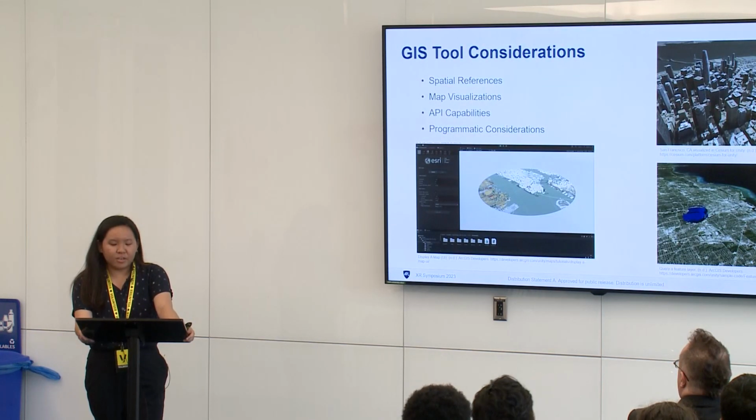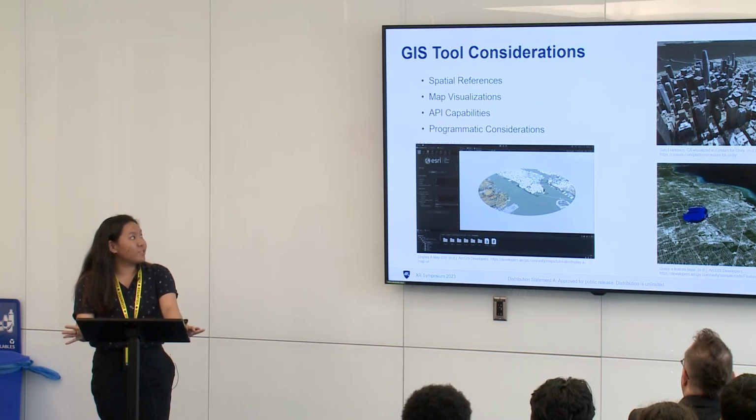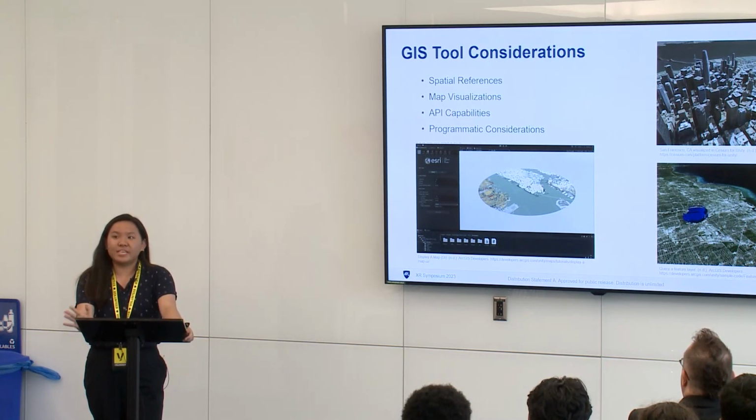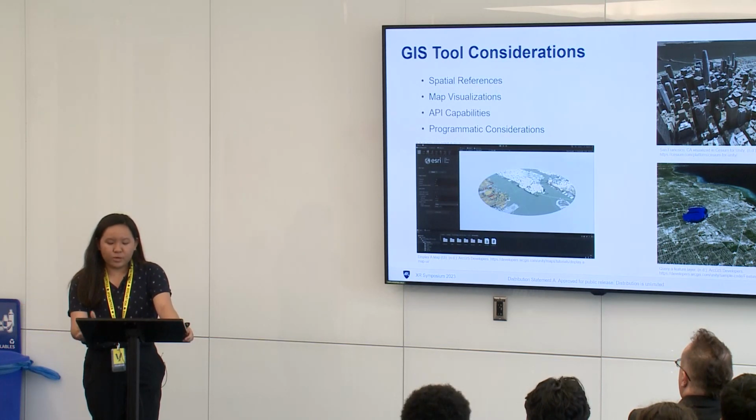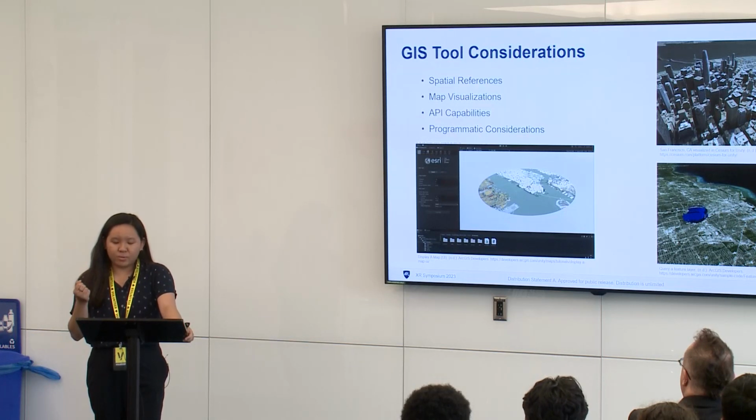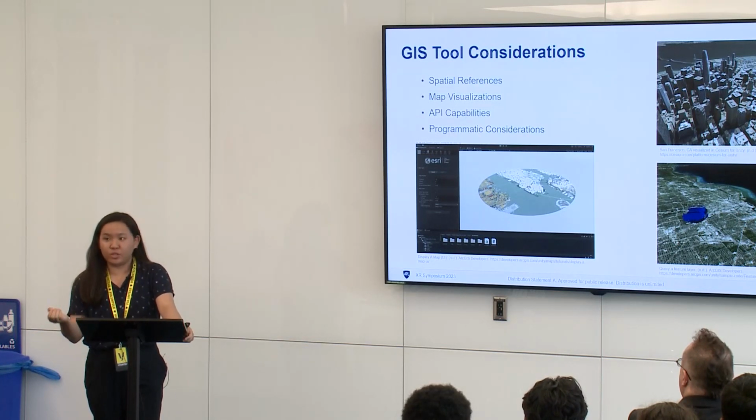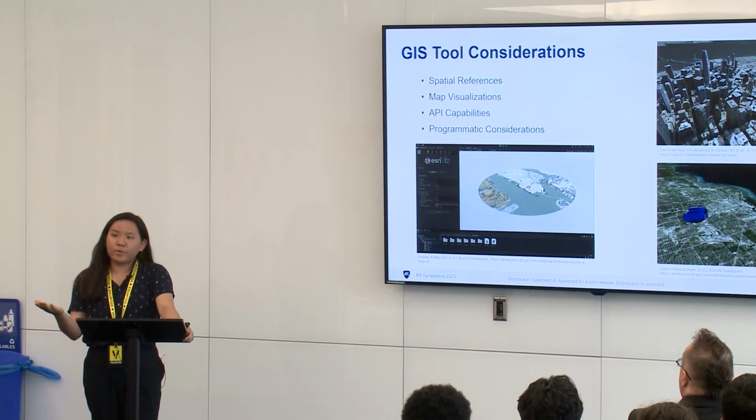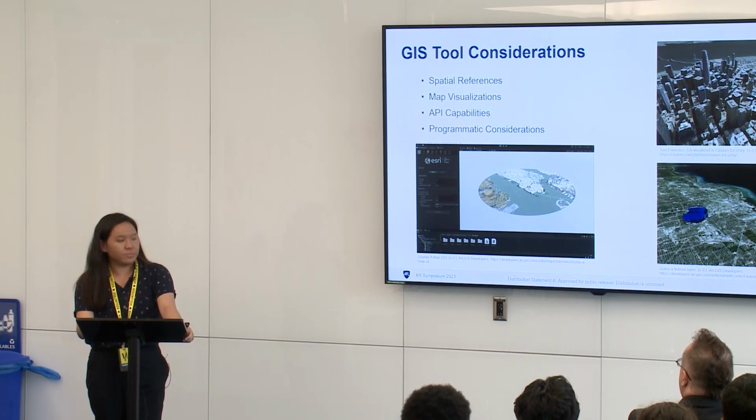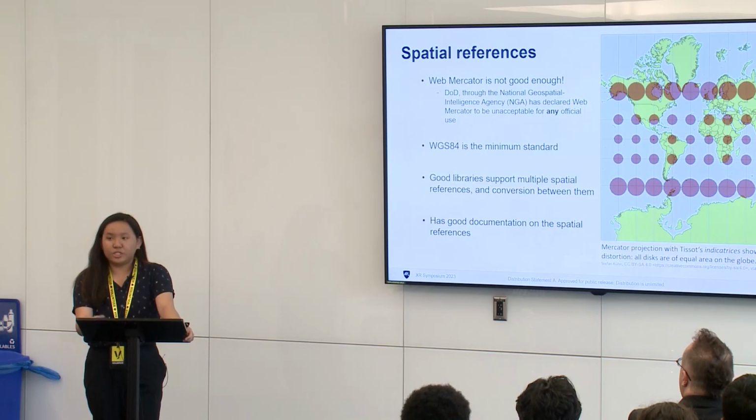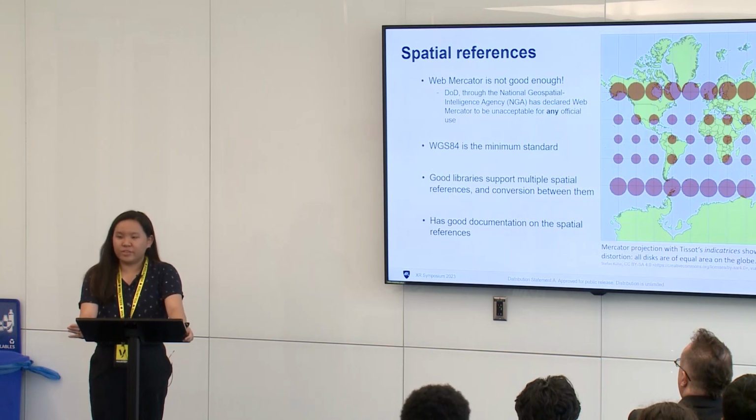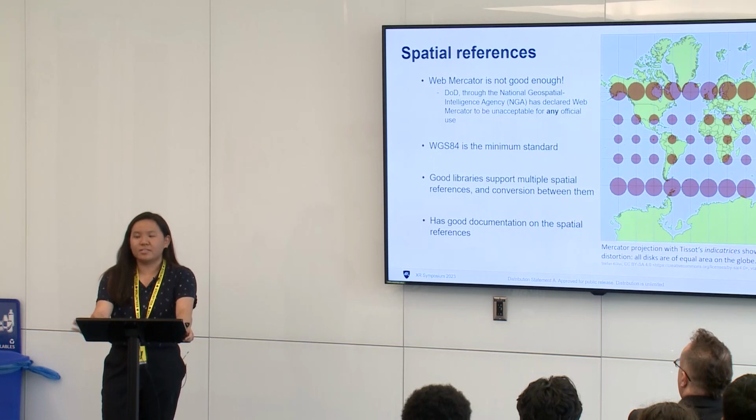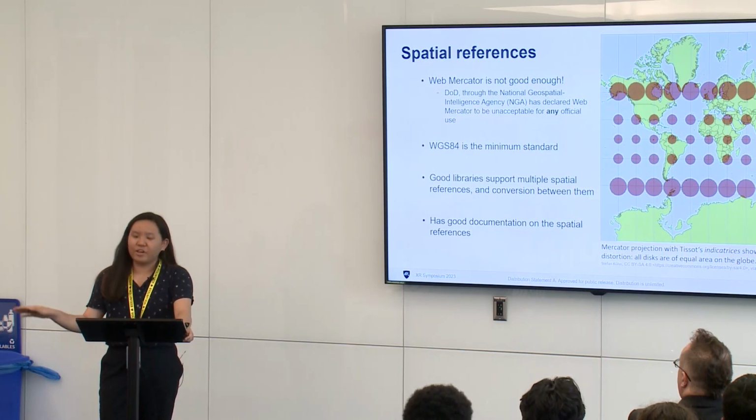So when it comes to deciding on what to use in a game engine, there are a few things that you should consider. First of all, what data is it referencing? How does it show that data, and what do you want it to show? What does each API do, and how might the tool help you achieve the result that you want? And just general programmatic considerations for your project. As mentioned earlier, Web Mercator and similar data is not good enough for realistic immersive experiences, and in fact, the DoD through the NGA has declared that Web Mercator is unacceptable for any official use, so that's completely off the table.